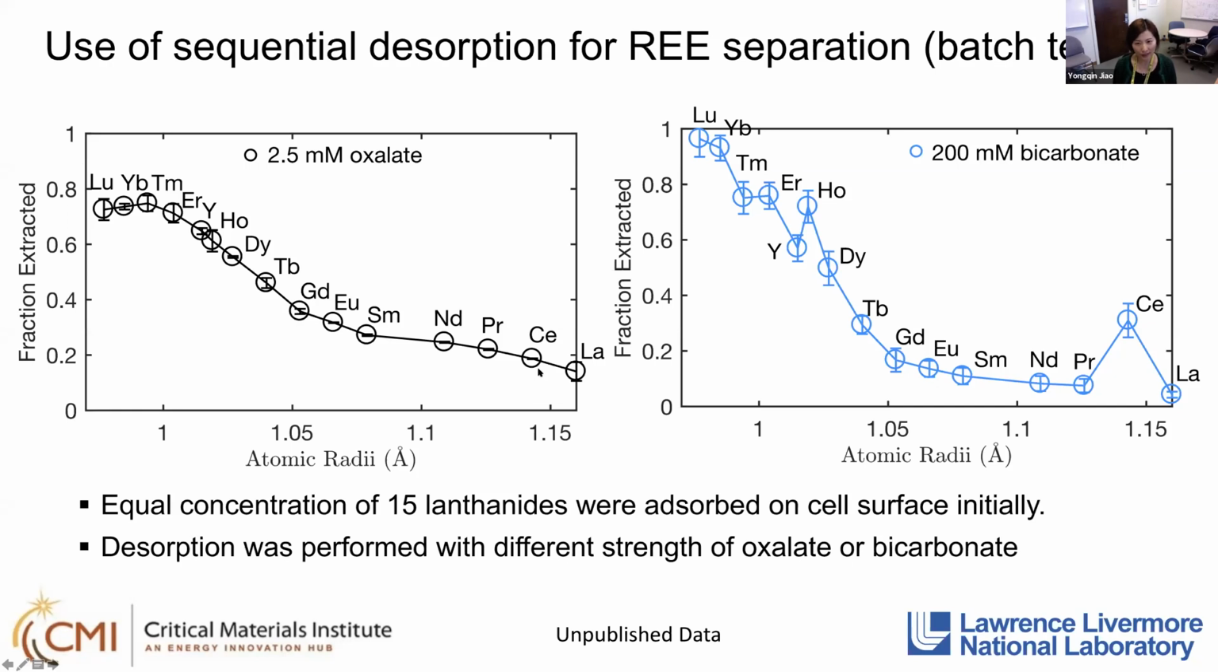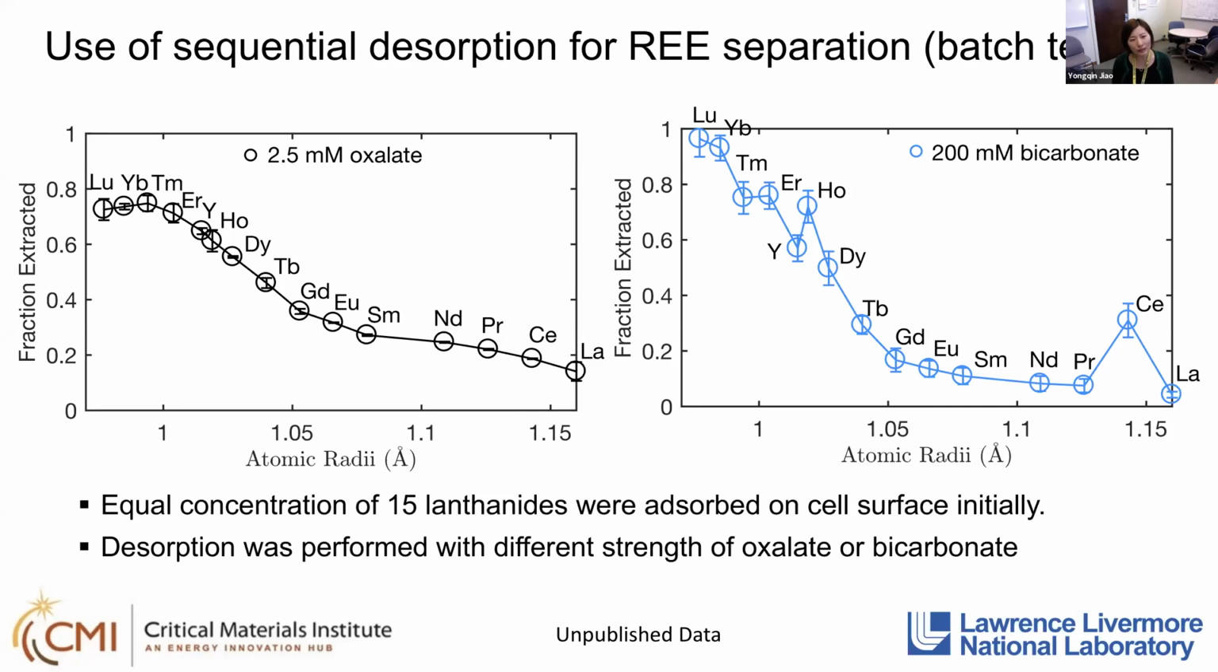In contrast, with the bicarbonate, we saw a steeper slope from the heavy to the mid rare earths, gadolinium or europium, and then a pretty flat line from mid to light rare earths. These patterns, we hope, provide a basis for selecting and optimizing the desorption conditions to achieve better separation for feedstocks with a specific rare earth composition.